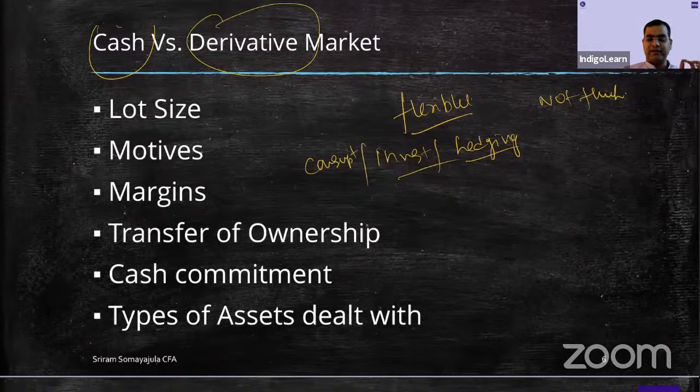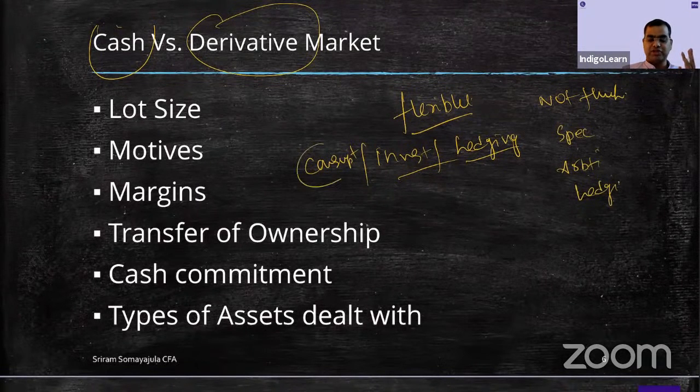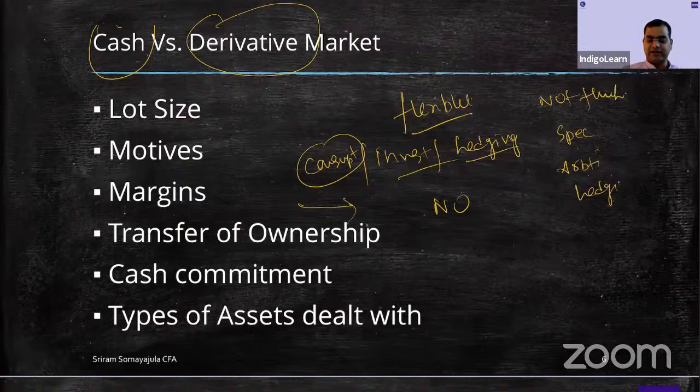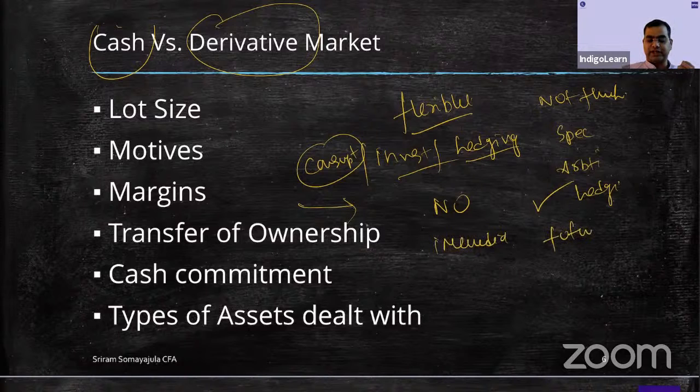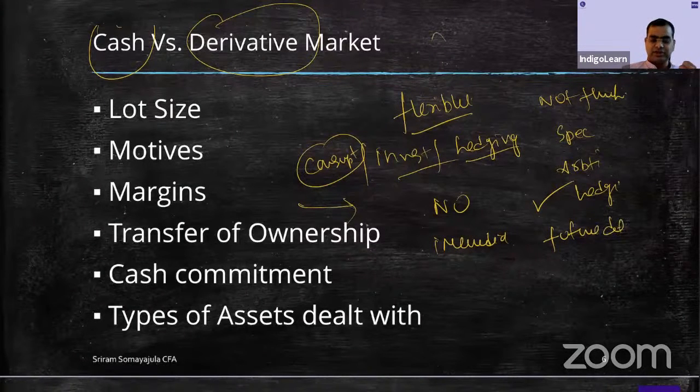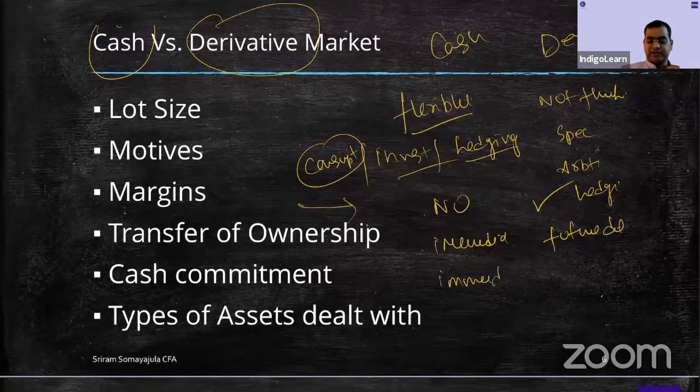Whereas derivative markets are for three motives, what I said: speculation, arbitrage, and hedging. Consumption is not there. Then margins. Cash markets typically have no margins, whereas derivative markets have margins. Transfer of ownership is immediate, as I just said, right? In the case of the derivative market, it is a future date. So this is cash, this is derivative. Then cash commitment is immediate in the case of the cash market. In the derivative market, you have to pay cash at a future date.